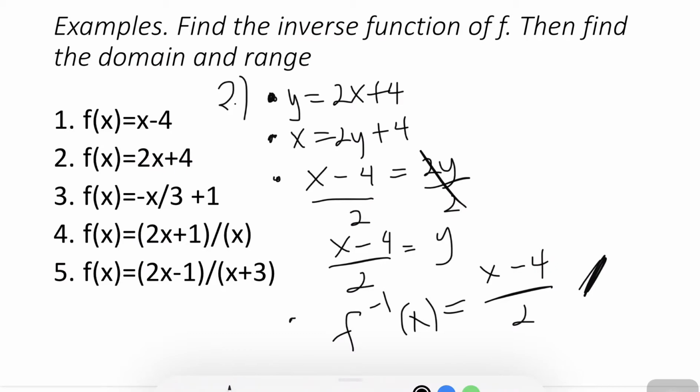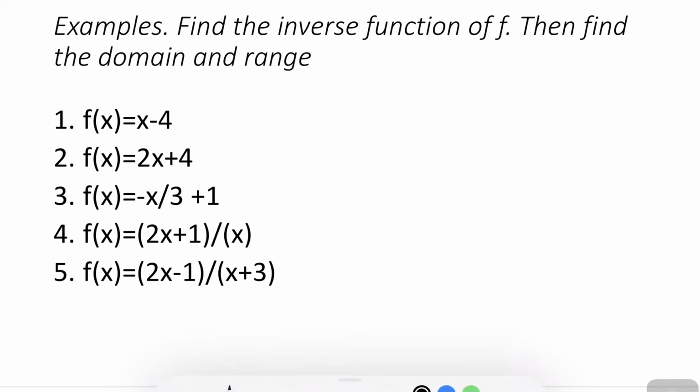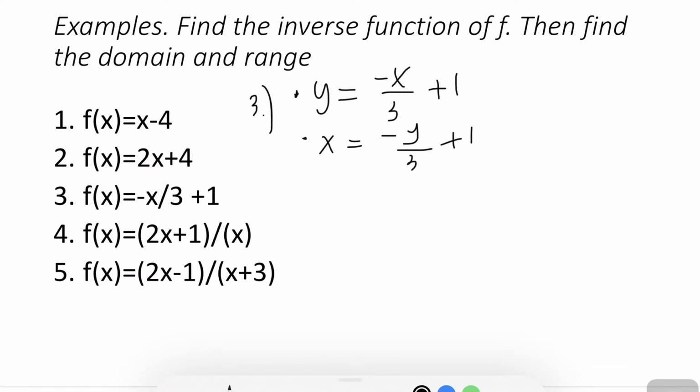Okay, so just repeat the process. Let's go to number 3. Step 1, replace f of x by y. So y equals x over 3 plus 1. Next, interchange x and y. So this will become x equals negative y over 3 plus 1. Then solve for y in terms of x. So we can transpose 1. So x minus 1 equals negative y over 3.